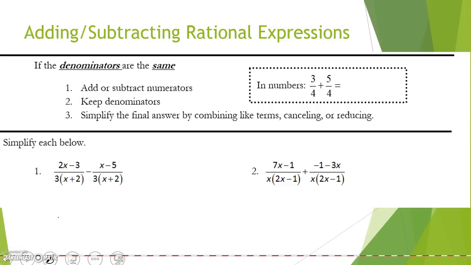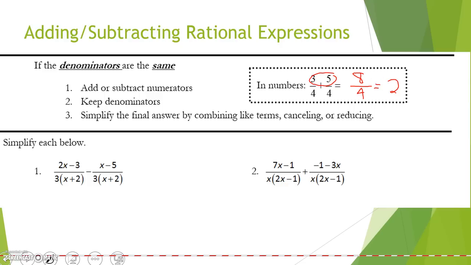So if the denominators are the same, there's 3 steps, and let's look in the dotted box with the numbers. They already have a common denominator of 4, so I can just add or subtract the numerators. I can add together the 3 and the 5 on the top and get 8. Step 2, I keep the denominator the same, so 4. Step 3, I simplify. 8 divided by 4 is 2.